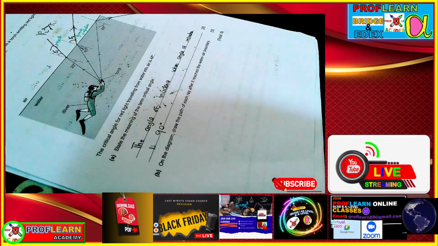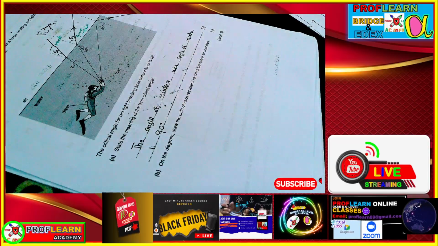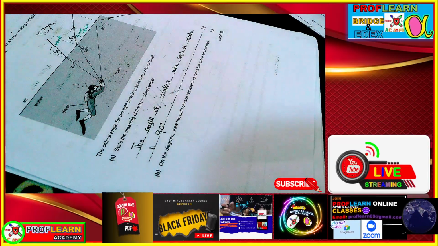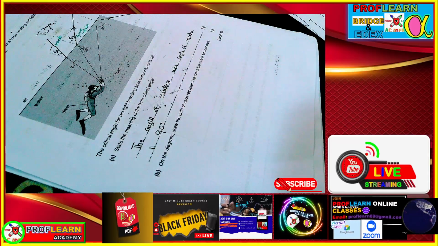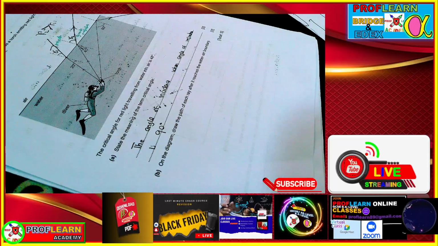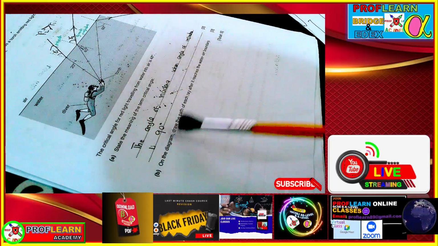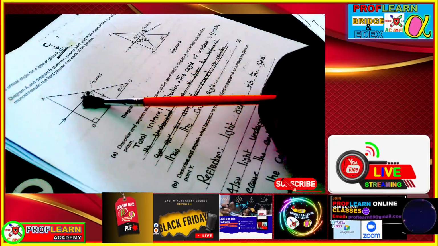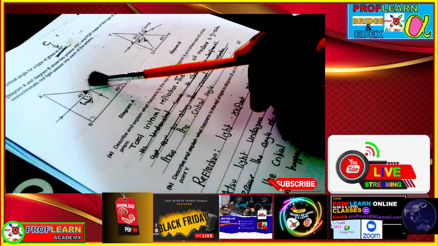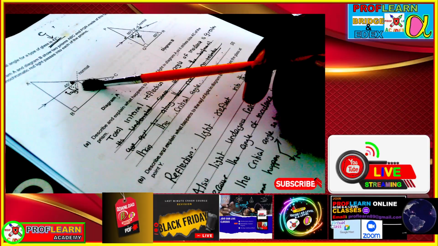The next question candidates were asked is to define what we call the critical angle, and you need to understand that the critical angle is the angle of incidence when the angle of refraction is 90 degrees. At this point, there is no light emerging on the other end, so what's happening here is total internal reflection.